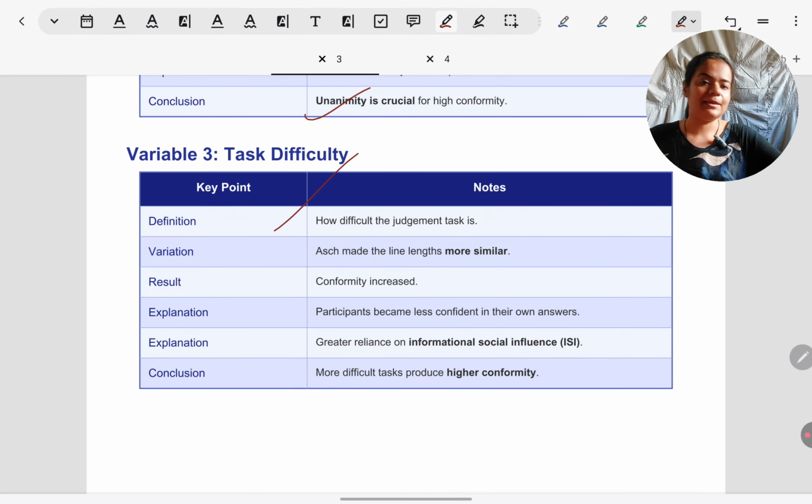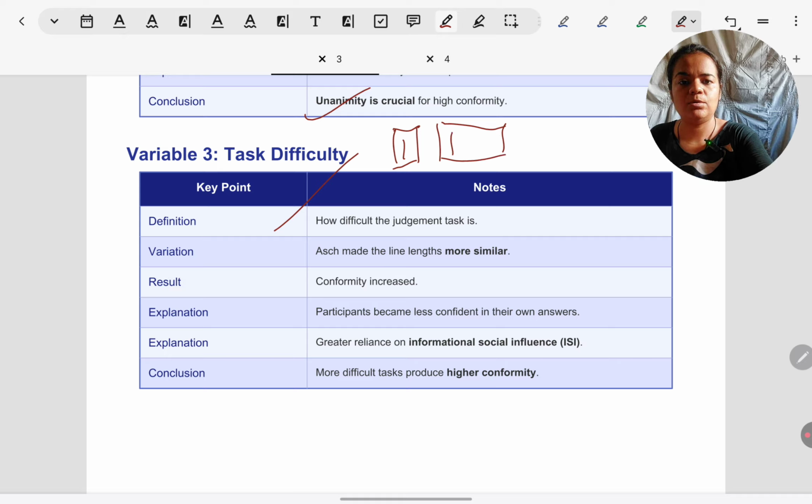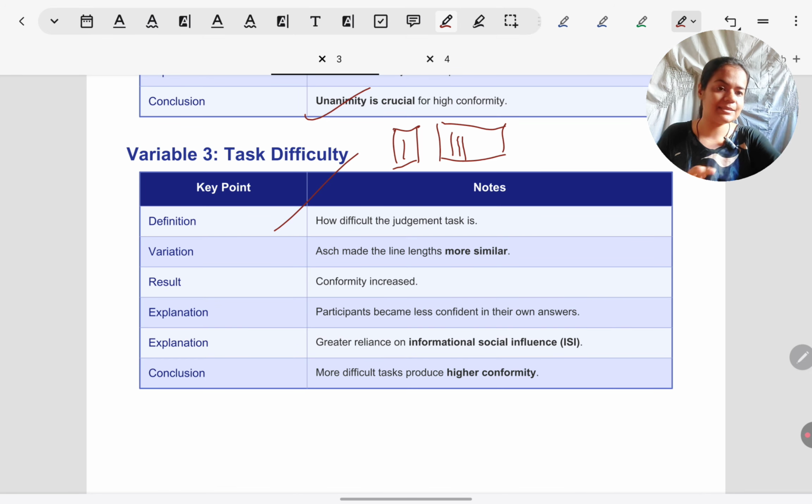Finally, task difficulty. We saw there was an emphasis by Asch that his task was very unambiguous. It was very clear. It was very obvious which is the right answer, which comparison line matches the standard line. What if the task is made difficult? What if it is made ambiguous? So let's say there is a standard line in front of the participant and all the 3 comparison lines are only very slightly different from each other in length. They almost appear to be the same. Now the task is difficult.